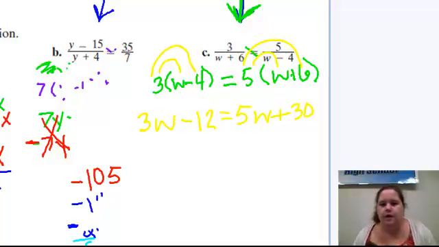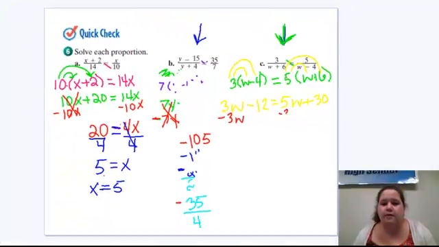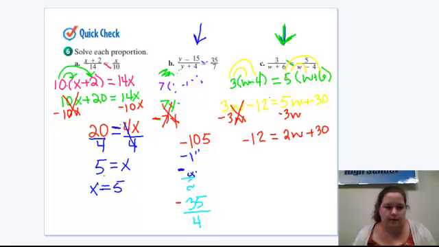That's weird. Alright, my 5 is bigger than my 3, the one that has the variable. So I'm going to subtract 3W from both sides so I can keep my W, my variable, positive. That gives me a negative 12 equals 2W plus 30. Now that I have that, I'm going to go back and subtract the 30 off both sides, doing our regular number on one side and our variable on the other.